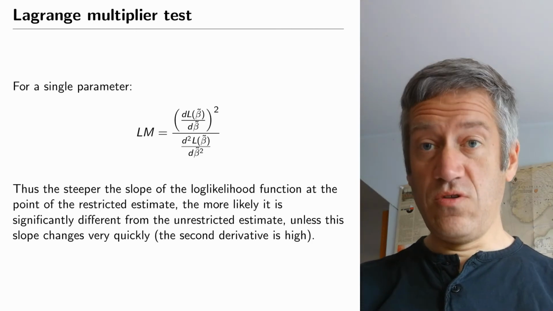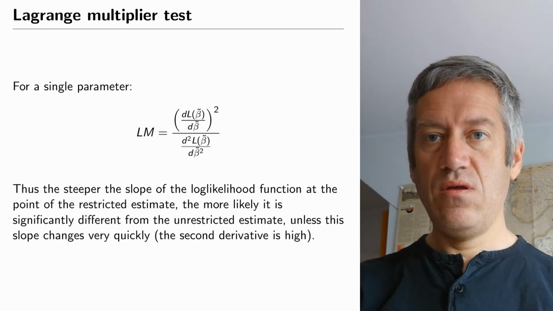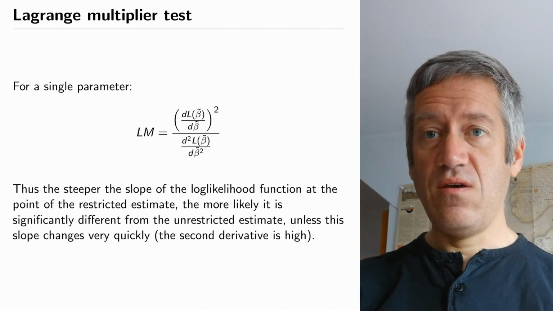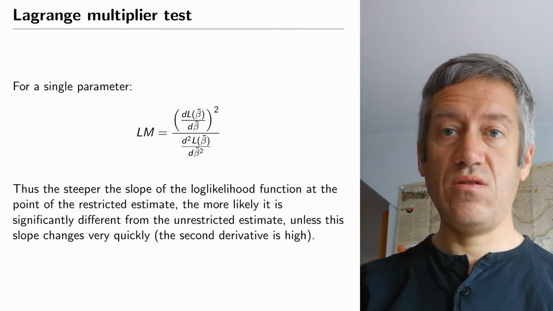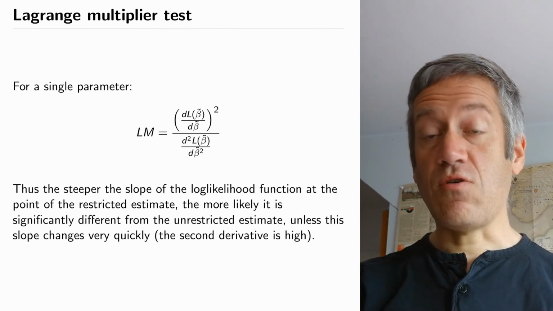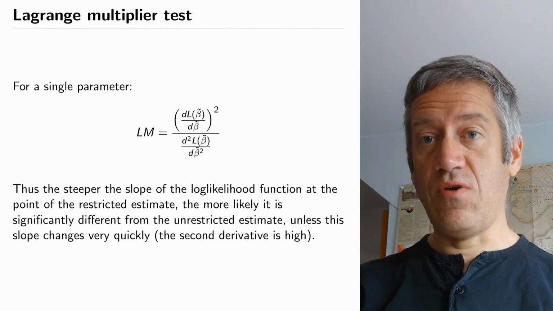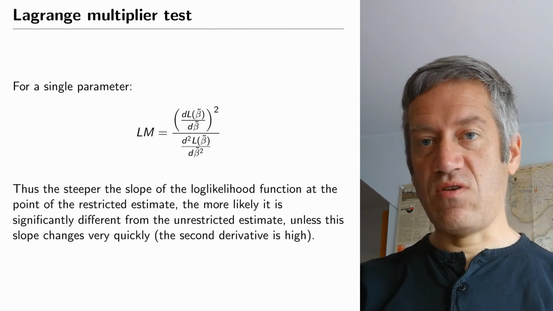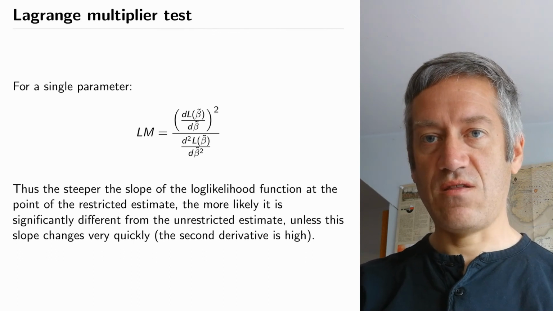So where the Wald estimator only required estimation of the unrestricted model, for the Lagrange multiplier test, we can estimate the model with the restrictions and then look at the slope of the likelihood function of the unrestricted model at the point of the estimate for the restricted model. So if this slope is steep, then an unrestricted model would probably have a much higher likelihood. And if the slope is not steep, an unrestricted model will have a moderately higher likelihood.